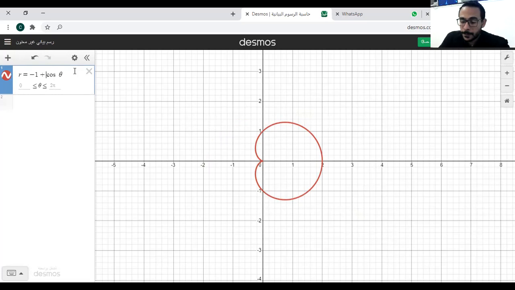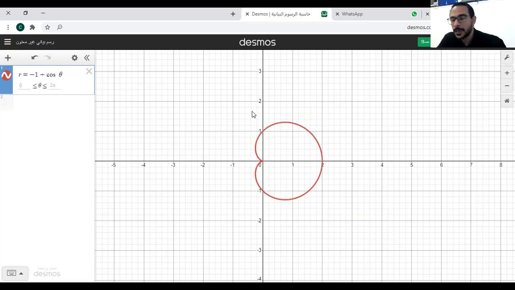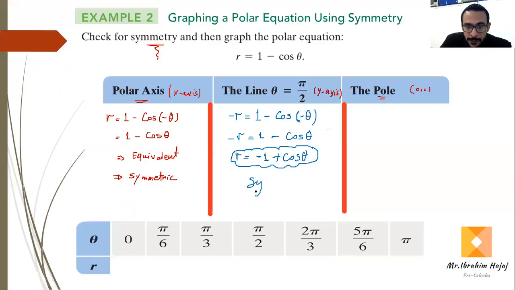Yes, so here is equivalent. Here is minus and here is plus in this direction. If it's minus, and here it's a plus, it comes in the other direction. So both of them can fit or not? Yes, they can. So it's symmetric about the axis y equals pi over 2. Sorry, theta equals pi over 2. Okay? With me, guys? So we write it.